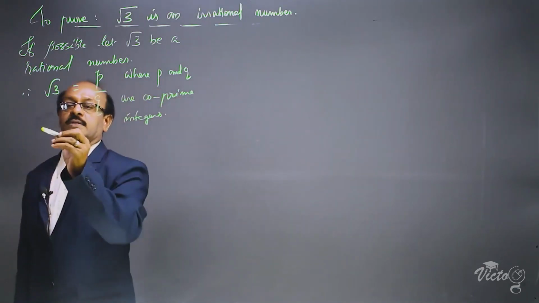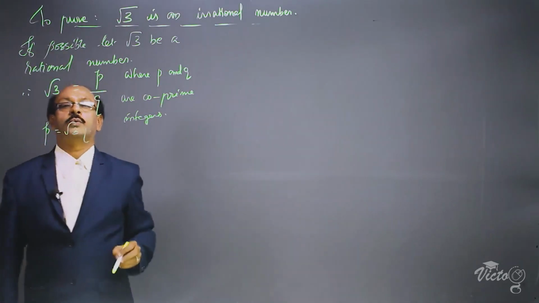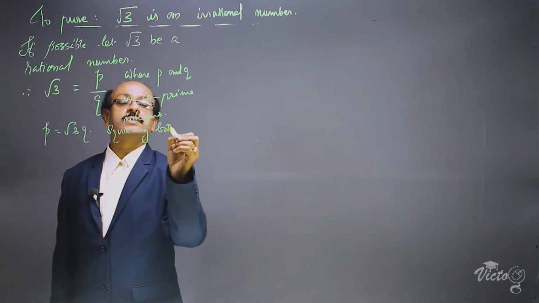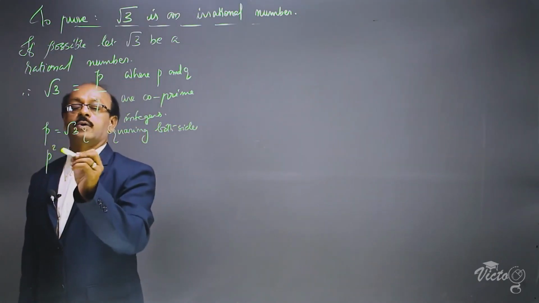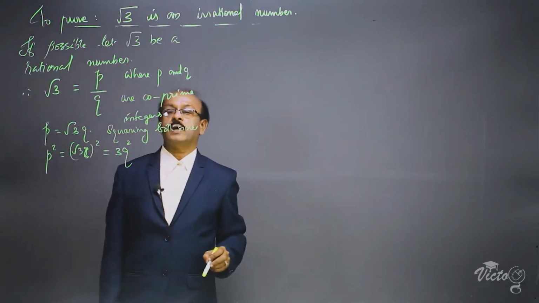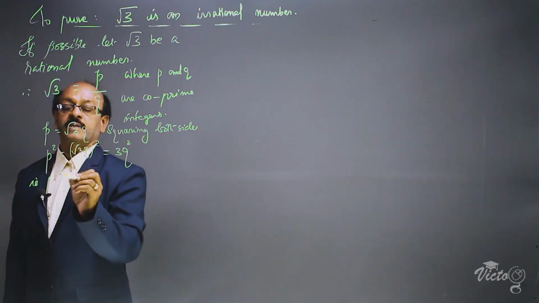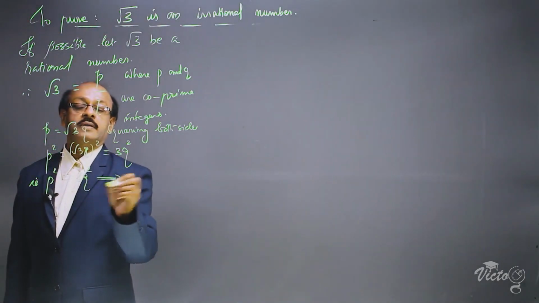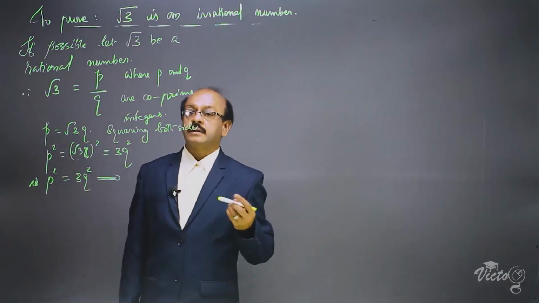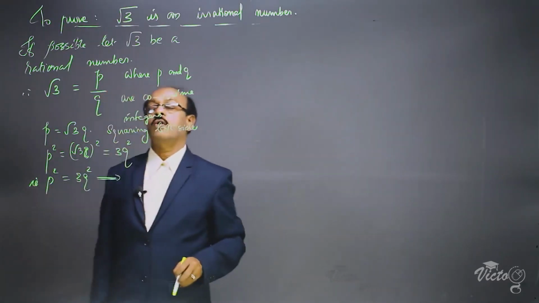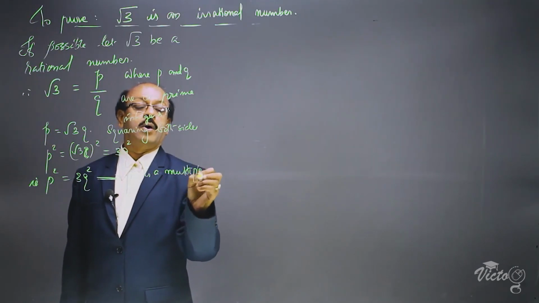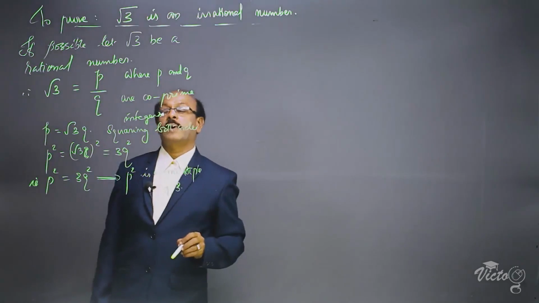Now cross multiplying, p is equal to root 3 into q. Now squaring both sides, we are getting p square is equal to root 3 into q the whole square, which is equal to 3q square. That is, p square is equal to 3q square implies p square is a multiple of 3. When q square is multiplied by 3, 3q square is a multiple of 3 and hence p square is a multiple of 3. Therefore, p is also a multiple of 3.